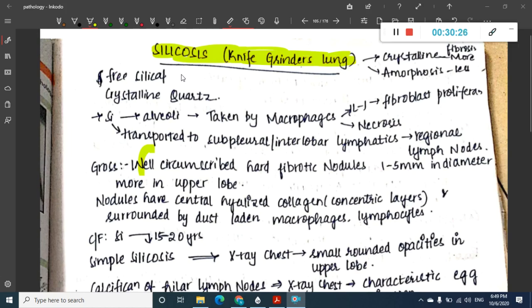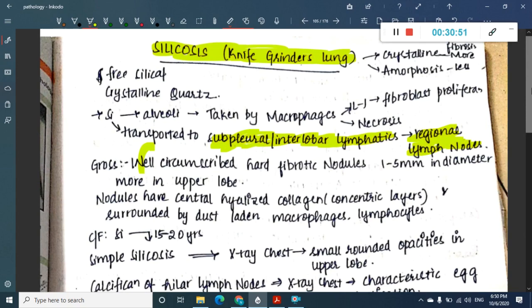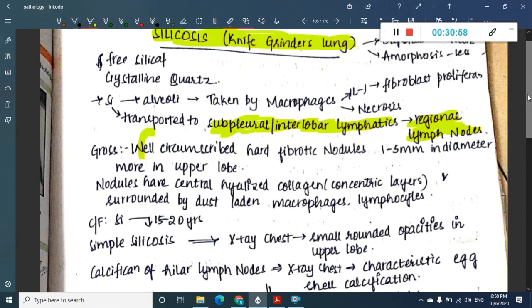Okay, this silica sometimes is also transported to the lymph nodes, most commonly the hilar lymph nodes. Through the subpleural or interlobar lymphatics, sorry, not the hematogenous route, it goes to the regional lymph nodes. So as a result, there will be hilar lymphadenopathy. Not only hilar lymphadenopathy, you can even see other types of lymphadenopathy associated with silica. So because of that, you see fibrotic nodules more commonly in the upper lobe.